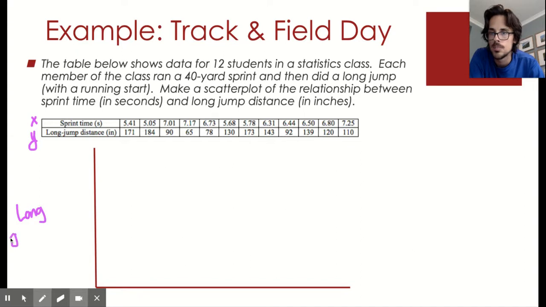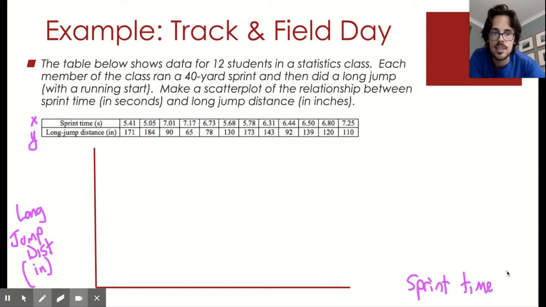So I have long jump distance in inches, and then I'm going to have sprint time in seconds. And I think I'm going to choose with this problem. Looking at my numbers, my lowest is a 5.05. So I'm just going to start at 5. That's nice and easy to work with here.